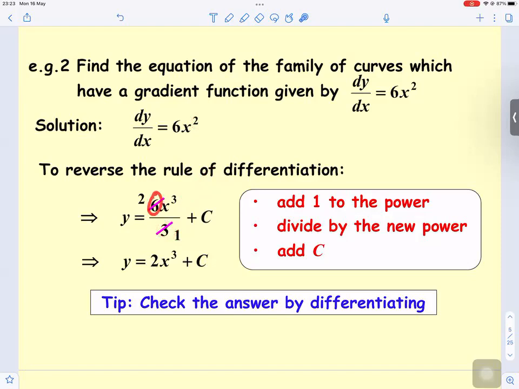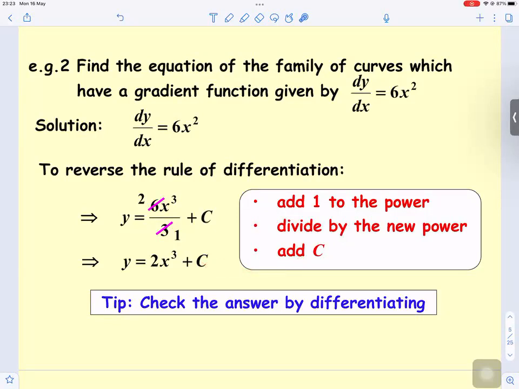So 6 divided by 3 is 2. So you have 2x cubed plus c. So we add 1 to the power, and then divide by that new power. And then at the end, we add c, the constant of integration.